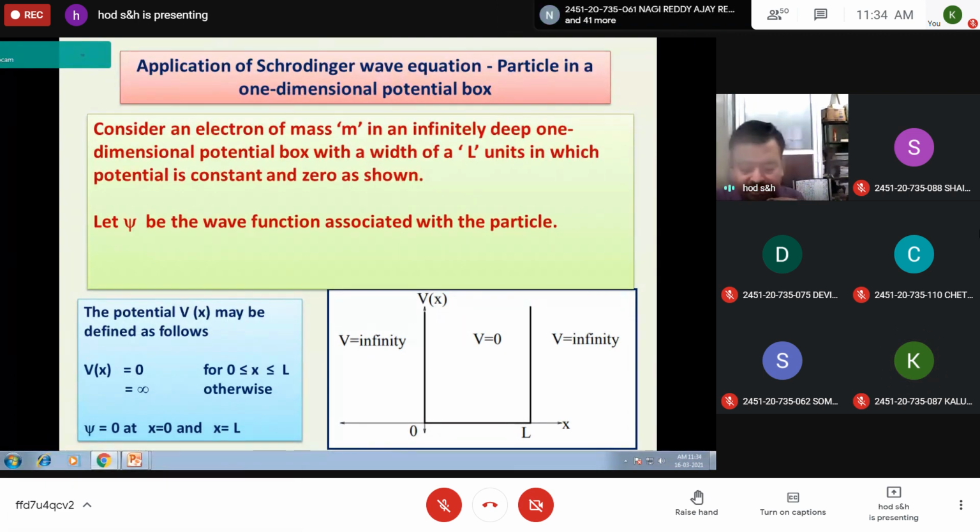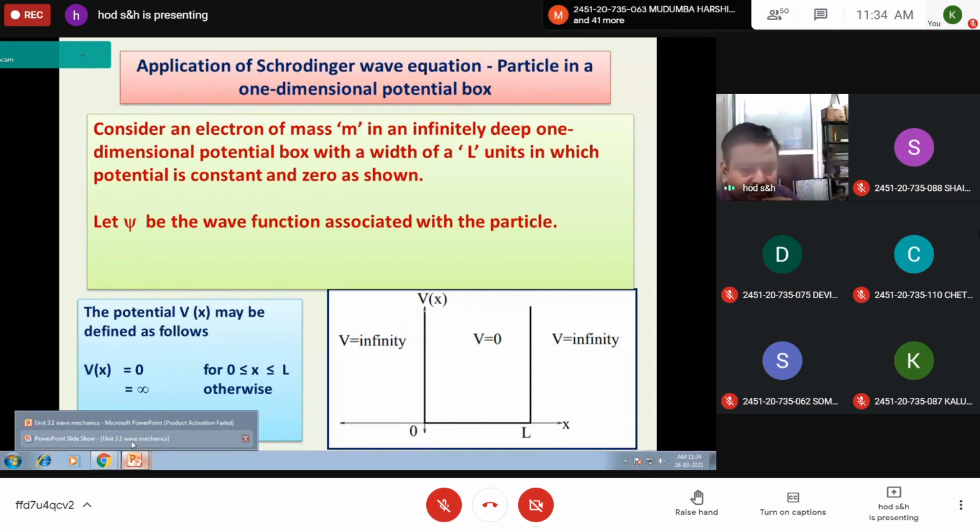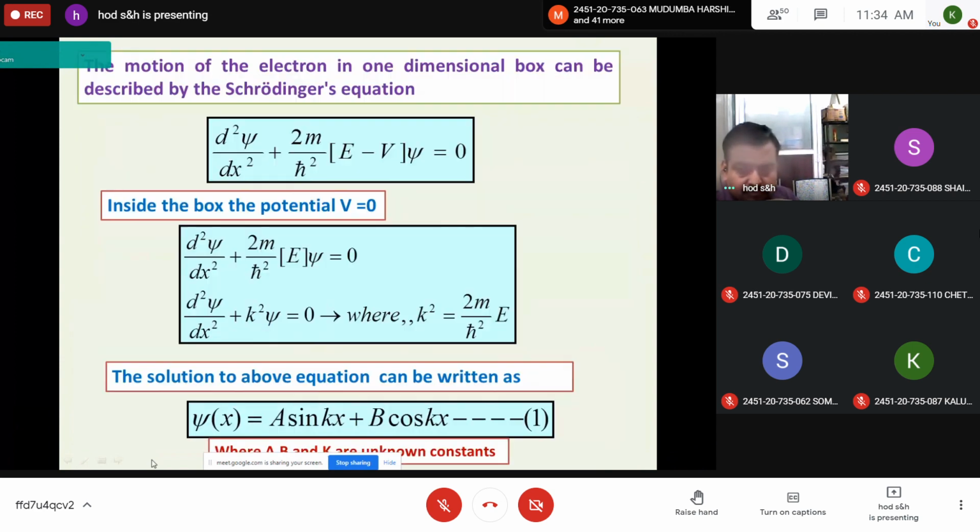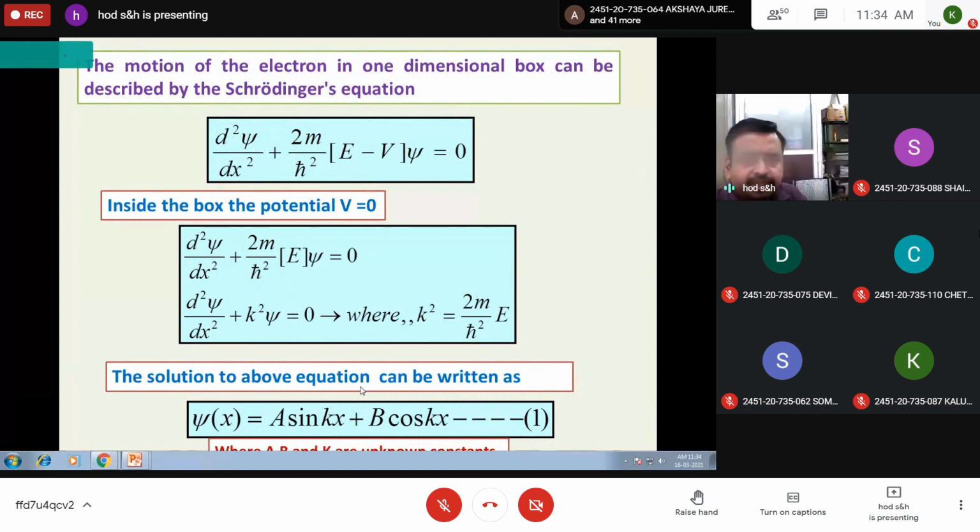So these are the boundary conditions. Now we should apply the Schrodinger time independent wave equation. So from the Schrodinger time independent wave equation, you write: dou square psi by dou x square plus 2m by h cross square into (E minus V) into psi is equal to 0. This is the Schrodinger time independent wave equation.